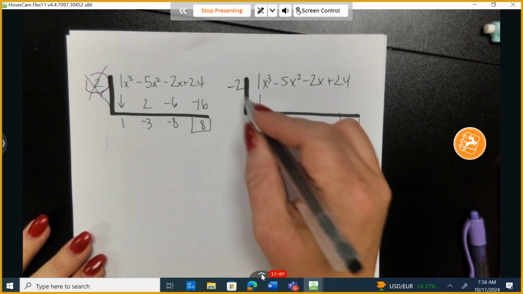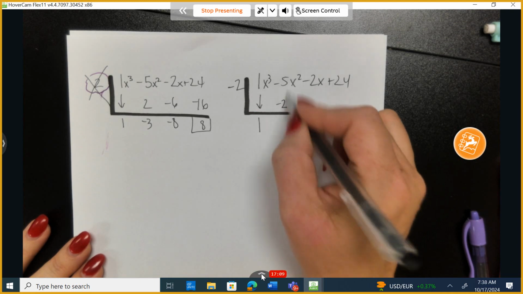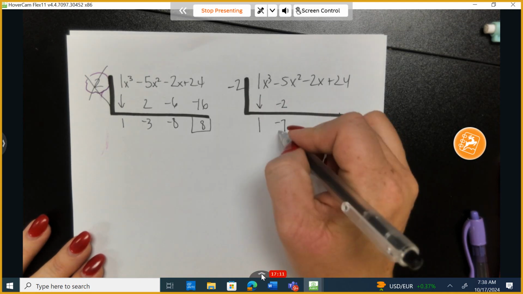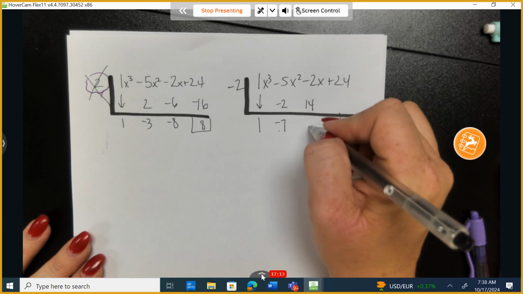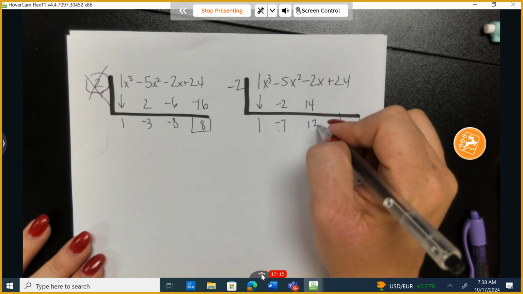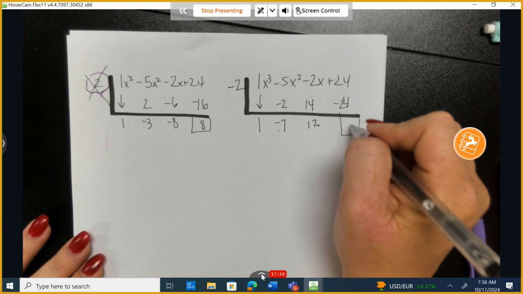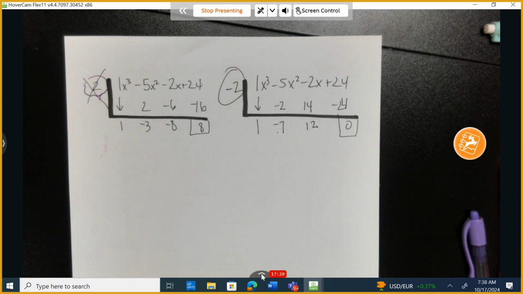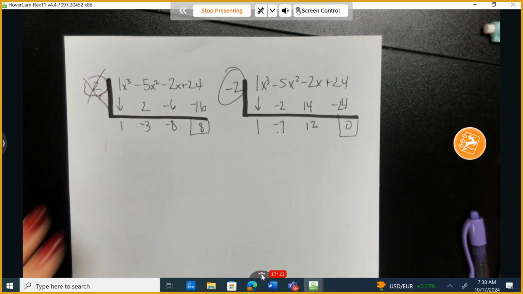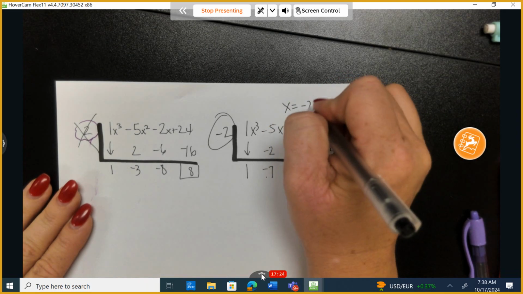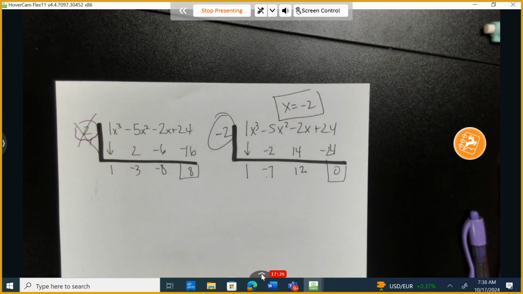Okay, multiply to get -2, add to get -7. Multiply to get 14, add to get +12. Multiply to get -24, add to get 0. This works. How do I know it works? Because the remainder is 0. So I'm going to put up here and write x equals -2. That's one of the solutions.